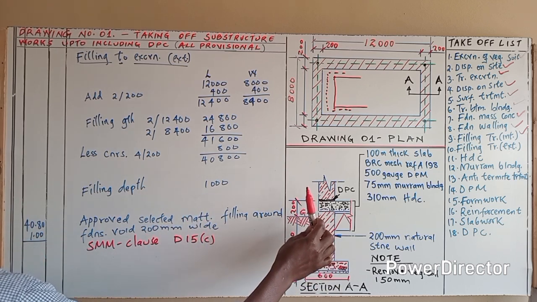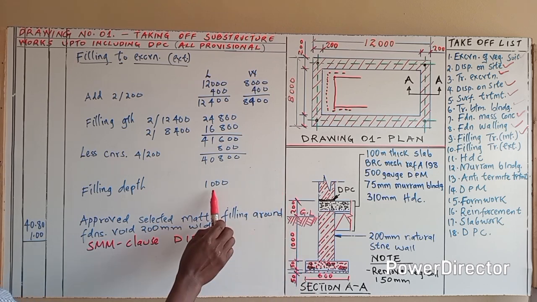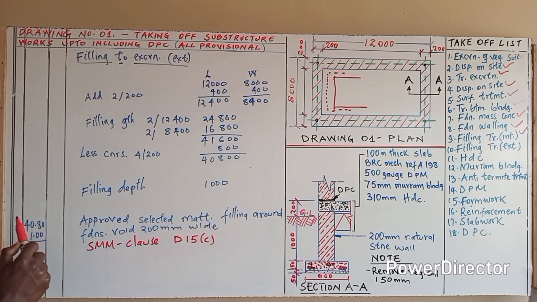Now, what about the depth? Remember, we did not do the reducing level to the outside part. So it is just solid 1,000. That is this one. So now the depth is 1 meter.00.